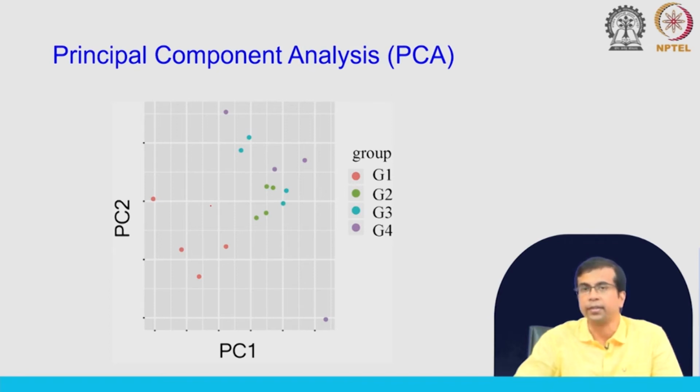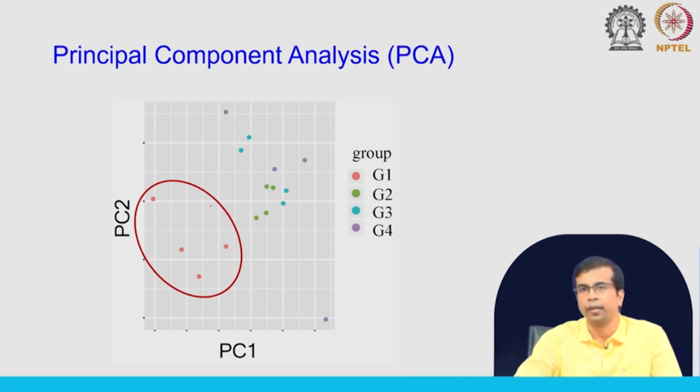So the x axis is PC1, principal component 1, and the y axis is principal component 2. We can have principal component 3 and so on, but usually principal component 1 and principal component 2 explain the most variance that is present in the data. Okay, so what you probably notice from this plot is that group 1 again stays apart from the rest of the samples, right. This is clear, right.